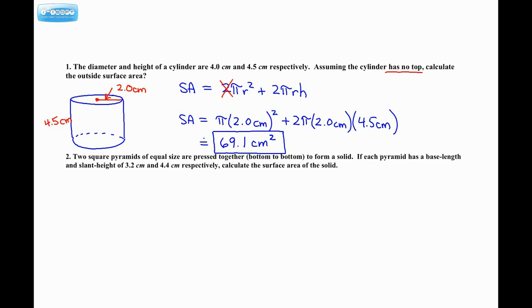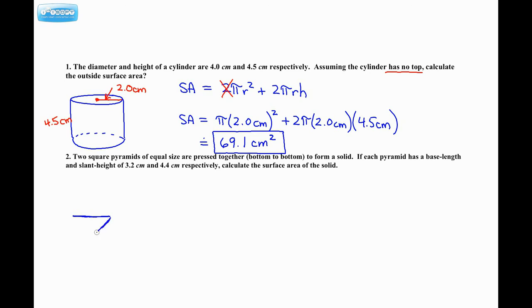Number 2, 2 square pyramids of equal size are pressed together, bottom to bottom, to form a solid. If each pyramid has a base length and slant height of 3.2 centimeters and 4.4 centimeters respectively, calculate the surface area of the solid. Now this may seem difficult, but if you draw a picture, it doesn't have to be perfect, it might make things a little bit more clear to you.